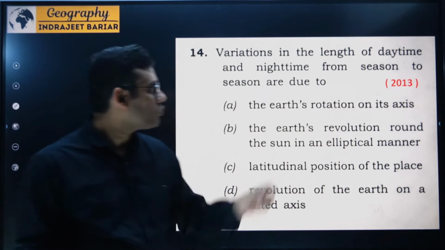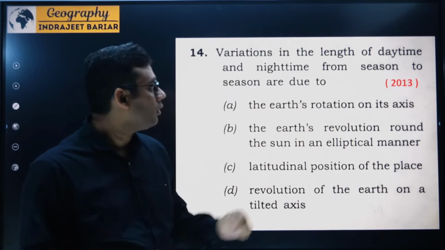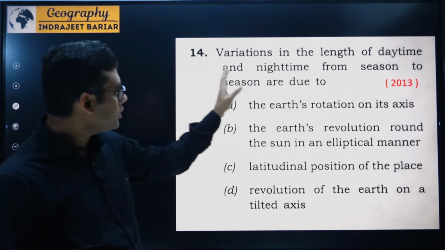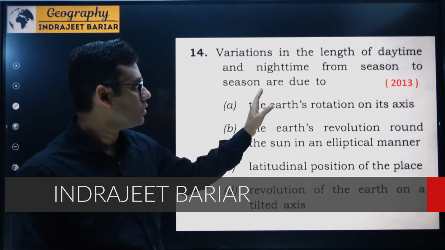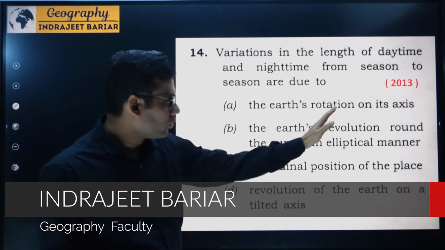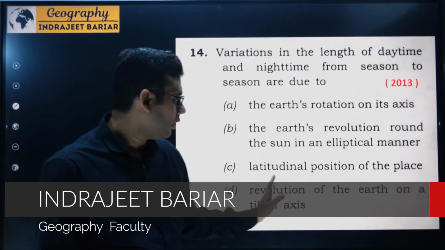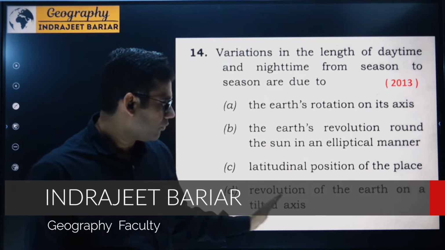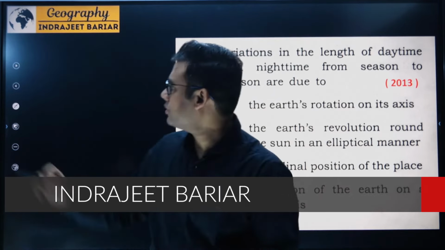2013 prelims question from general geography, and this question was related to the movement of the Earth. So the question read, variations in the length of daytime and night time from season to season are due to the Earth's rotation on its axis, Earth's revolution in an elliptical manner, latitudinal position of the place, and revolution of Earth on a tilted axis. So let's analyze this question.